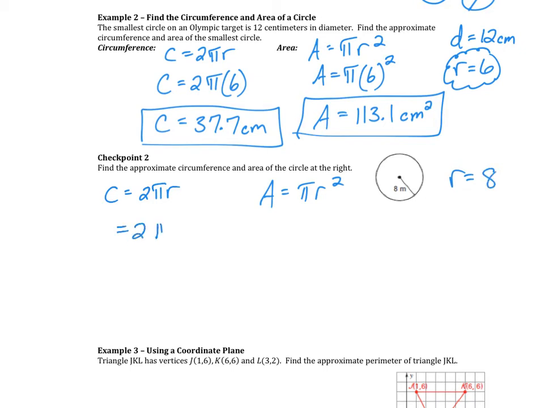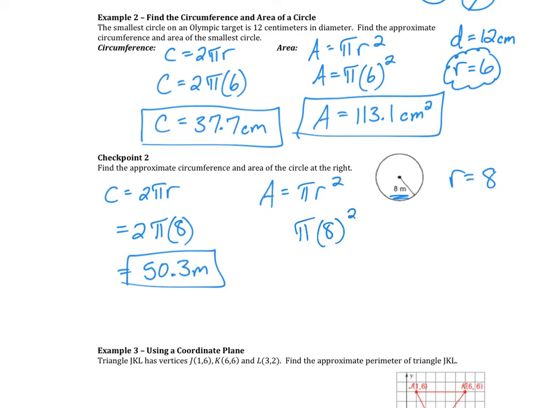So the circumference is 2 times pi times 8. And 2 times pi times 8 is 50.3. And this is meters. See how it says 8 meters? So circumference is 50.3 meters. The area is going to be pi times 8 squared. And pi times 8 squared is 201.1. And this will be meters squared, because area is always squared.